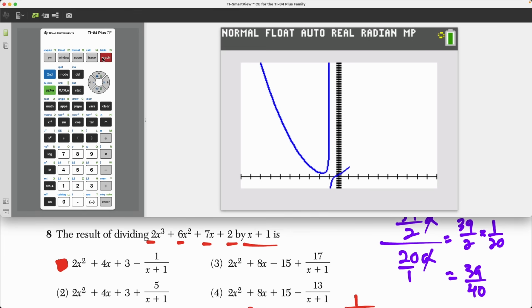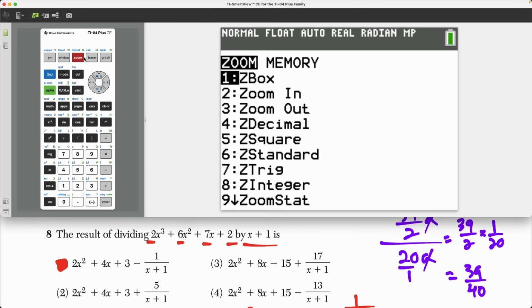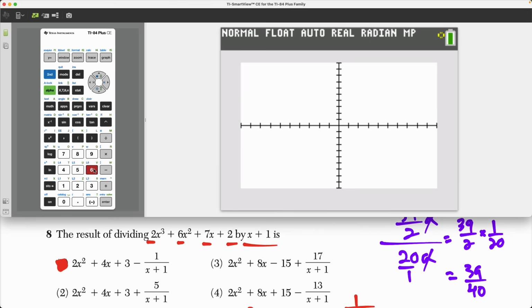Okay, I could press graph here and see the graphs completely overlap. So choice 1's looking good. The calculator is out of standard form from before, so if I press zoom 6, that puts the calculator back to normal. Okay, and we can see once again the graphs overlap. So choice 1's expression is equivalent to the quotient here.